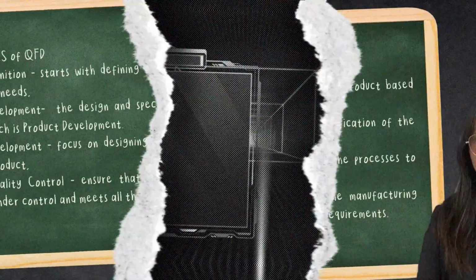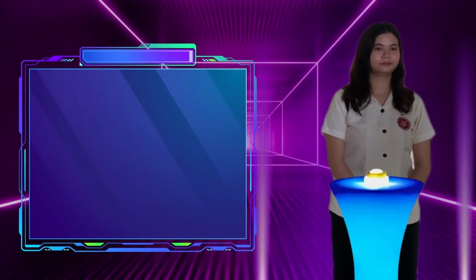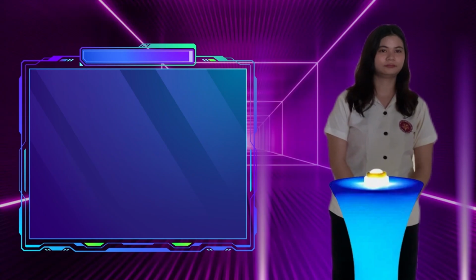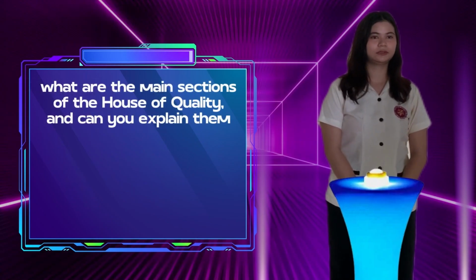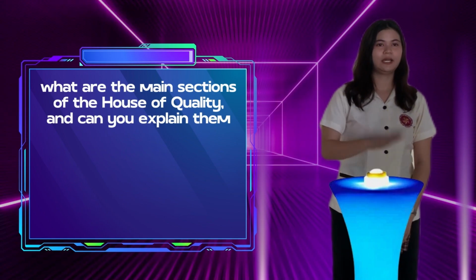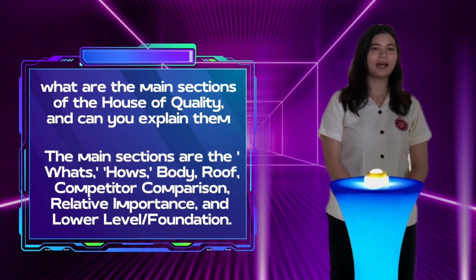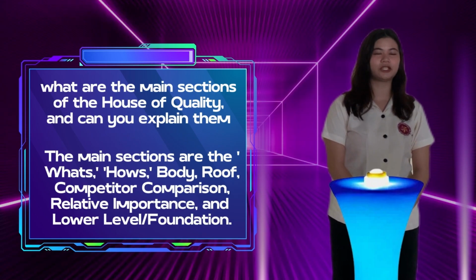Now for Team B, in Level 1 QFD, what are the main sections of the House of Quality and can you explain them? The main sections are the what, how, body, roof, competitors, comparison, relatives, importance, and lower level or foundation.